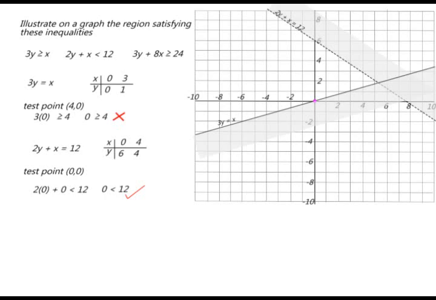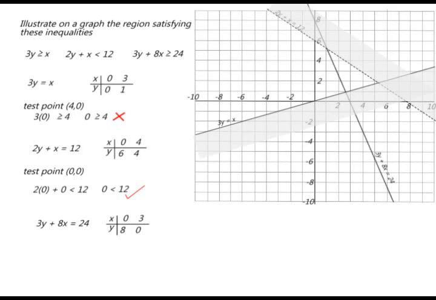We move to the last inequality. 3y plus 8x is greater or equal to 24. Clue number 1, it's a continuous line. As an equation, 3y plus 8x is equal to 24. Two values of x, 0 and 3, corresponding values of y. When x is 0, y will be 8. When x is 3, y will be 0.